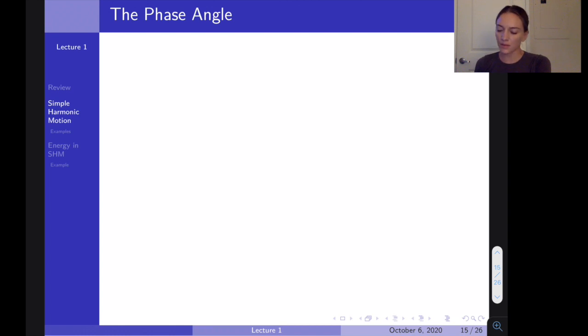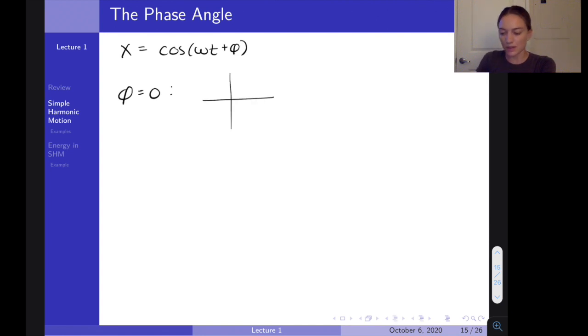Now I just want to go over the phase angle a little bit because I know this gives people a lot of problems. So let's say our amplitude is 1, so the radius of our circle is 1, and we've got this here. So let's say the phase angle is 0. So if the phase angle is 0, that means that when I start my circular motion, I'm starting right here on the x-axis, and I'm just going to go around this way in a circle, right?